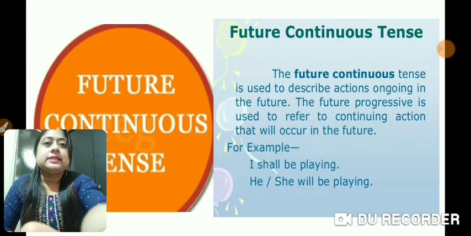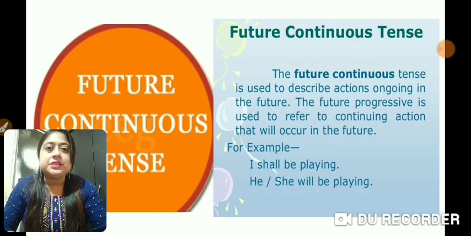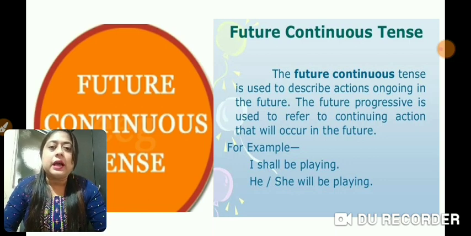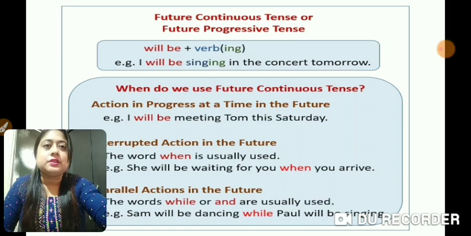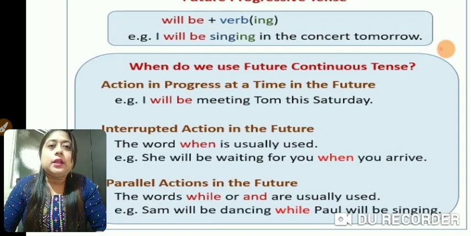Now what is future continuous tense? A future continuous tense is used to describe actions ongoing in the future. The action which will still be continuing in future. The future progressive is used to refer to a continuing action that will occur in the future, meaning that when I speak, it will be in progress. For example, I shall be playing, he will be playing. These two are the future continuous form of the verb. Now let us see the structure of the sentence, that is will plus be plus verb in its ing form.